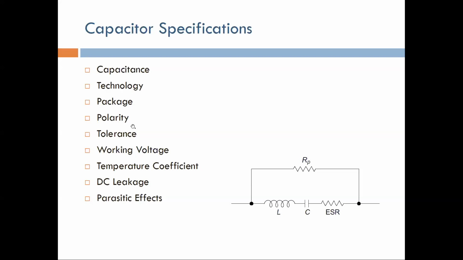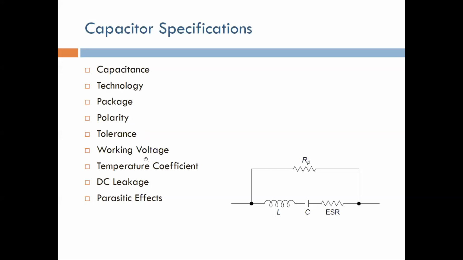The polarity: sometimes you need a capacitor without polarity, or you need a particular polarity. So you have to specify whether you want a capacitor that has a positive terminal and a negative terminal, or it doesn't matter. You have to specify the tolerance, meaning that it's plus or minus 20%, plus or minus 10%, whatever.